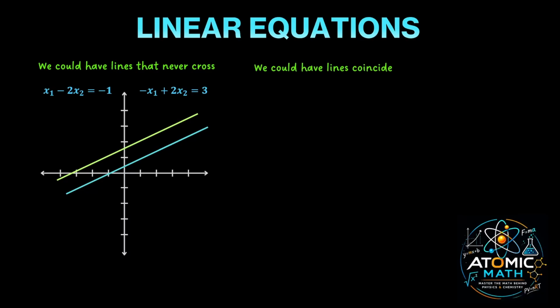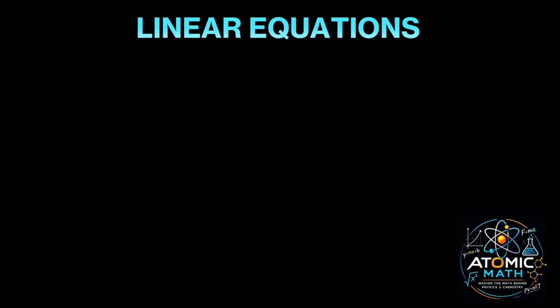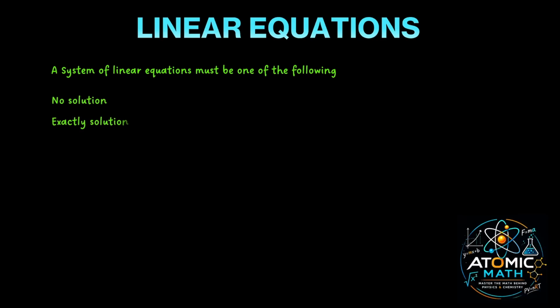Or we could have ones where the lines coincide, as in these two equations where one is the positive and the negative version of the other, and they coincide with each other, meaning they lie on top of each other. So this one has no solution, and this one has infinitely many solutions. So basically, a system of linear equations is going to have three options: either no solution at all, exactly one solution, or infinitely many solutions. Exactly one solution or infinitely many solutions is what we would call consistent. And if there's no solution, we would say it is inconsistent.